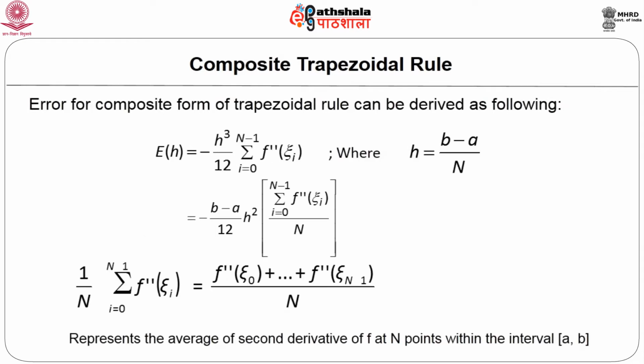Now, the expression here is h cube. Let us write this h cube as h square times h, and h as b minus a by capital N. So we have the minus sign as it is, b minus a times h square by 12, and inside we have sigma i equal to 0 to n minus 1 of the second derivative at the point xi i, divided by n, and that is the average of the second derivative values at some points.